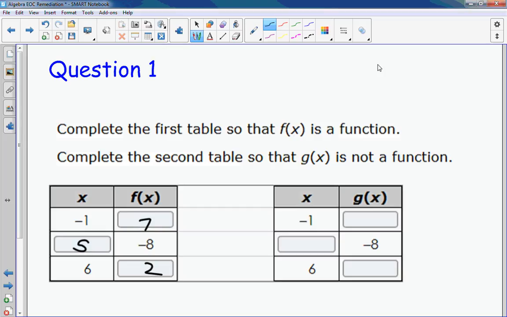So if you want to look at g of x, how do I make this not a function? I make it so that one of these two x values, -1 or 6, has two separate y values. So if I make -1, again, I have -1 goes to 7 and -1 goes to 8. It is now not a function. So I can make this whatever I want. This is not a function. Every x value has only one y value.